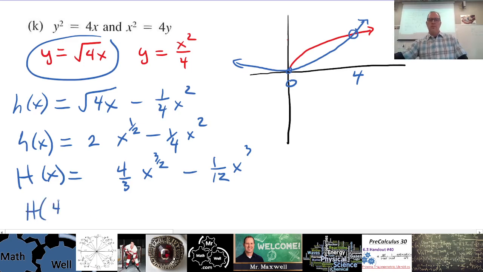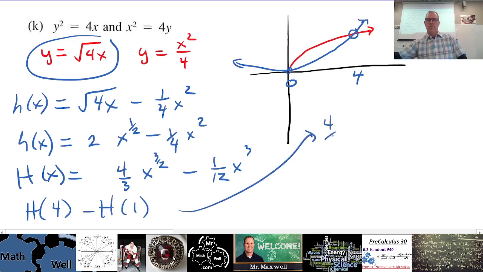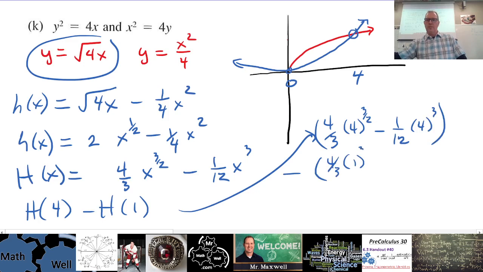Okay, so let's do h of 4 minus capital H of 1, which turns into this. 4 over 3 times 4 to the 3 over 2, minus 1/12 times 4 cubed, minus 4 over 3 times 1 to the power of 3 over 2, and 1/12 times 1 cubed. Actually you're right, it should be 0. That should be 0, thank you.